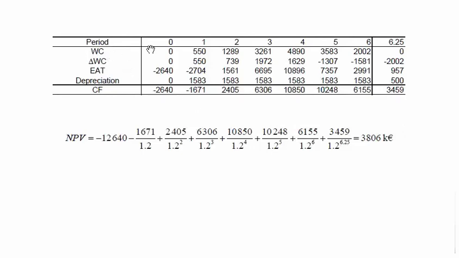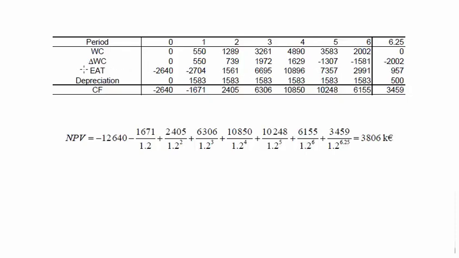We have here in the first line the information that we had in the previous table about the working capital in each of the years. So we know that the free cash flow is related with the operating cash flow, subtracting the variation of the working capital. So what we have here is the variation of the working capital. So 550 less 0 is 550, and so on. Here we have 1,289 less 550, we get this result, and so on. Okay, so in the end we have 0 less 2002, that is minus 2002.